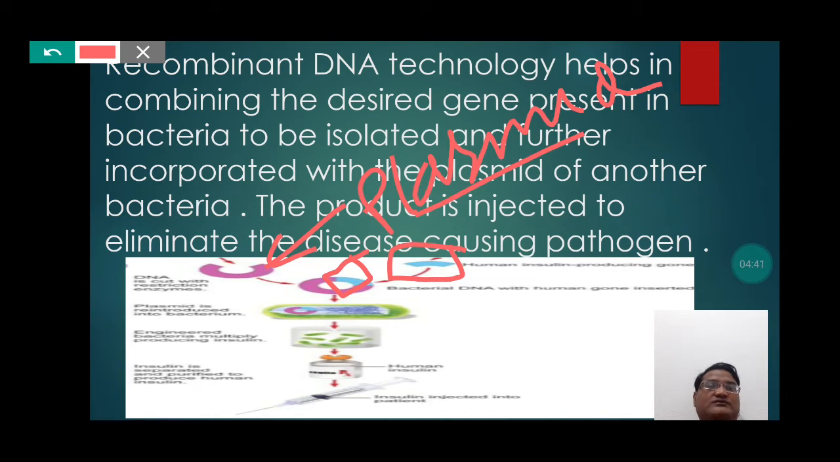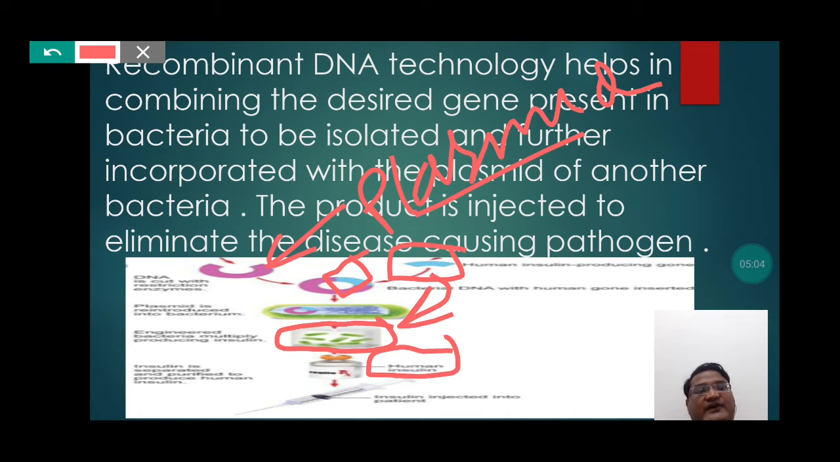plasmid with the desired gene is further injected into the bacteria, and which is further cultured so that the bacteria multiply rapidly in huge amount, and further the medicine is finally made, which is injected so that the person recovers from the specific disease.